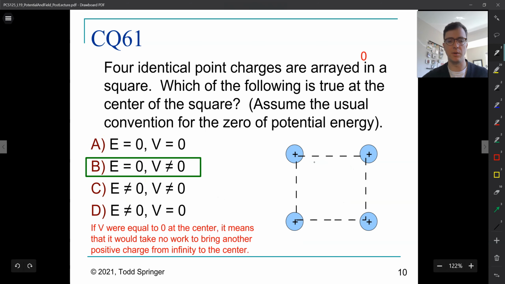So the correct answer on this one is B. The electric field is 0. The electric potential is not 0. Okay.